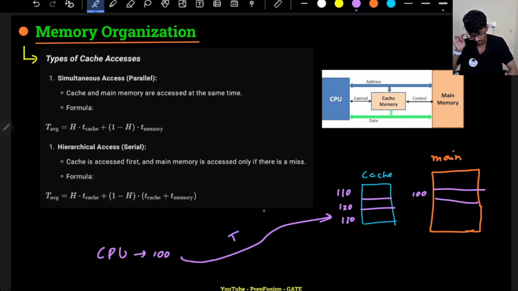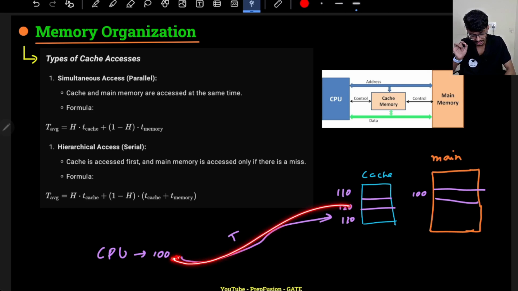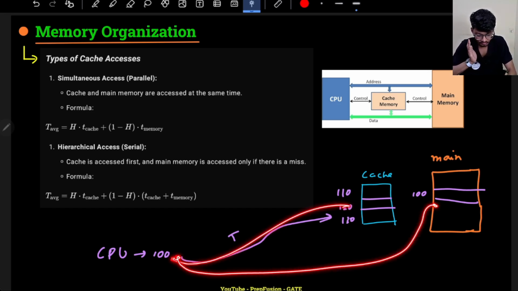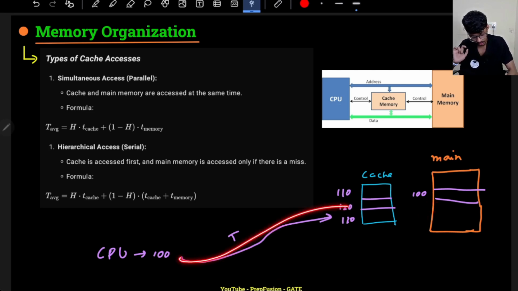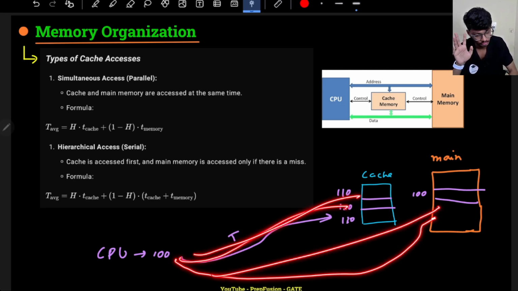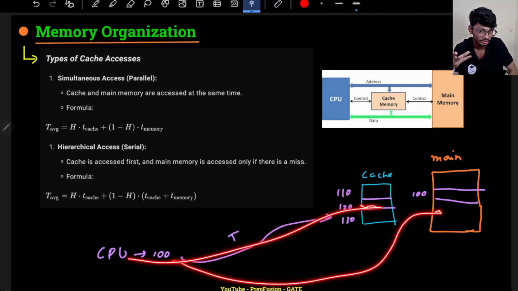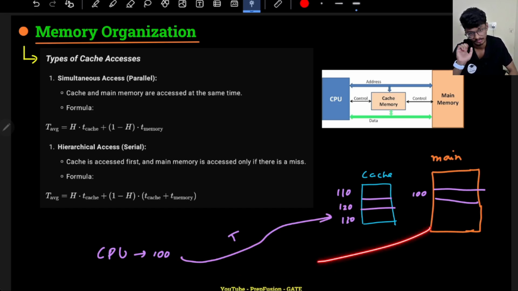So for the time taken to go from the CPU to cache and then to main memory, I can do a bit of a shortcut. The moment I start looking for address 100 in cache, at the same moment I start looking for address 100 in main memory. Simultaneously, at t equal to 0, I go from here to cache memory, and at the same point I go from here to main memory. Yes, I know the doubt that both of these times are not the same. Yes, they are not the same. It will take more time to reach main memory than to reach cache memory, because cache memory is nearer to the CPU than main memory.